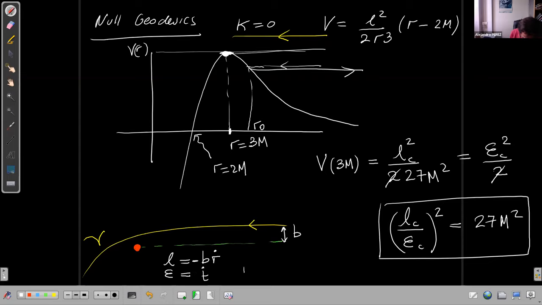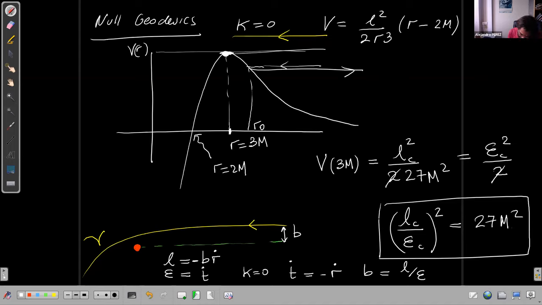And now, because kappa is equal to 0, this is a photon, then we must have that minus T dot squared plus R dot squared must be zero. And so T dot better be equal to minus R dot because this is a future directed particle. So T dot has to be positive. And so that's why we need this minus sign. And from all this, we conclude that the impact parameter B can be written from just this condition, dividing one by the other. We find that B is given by L over E.